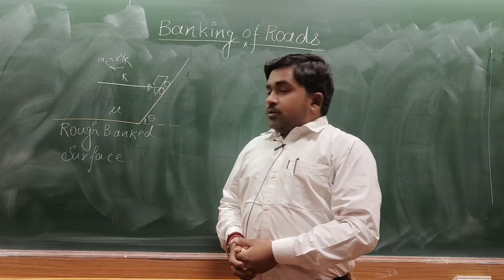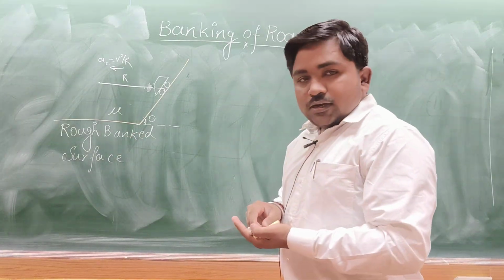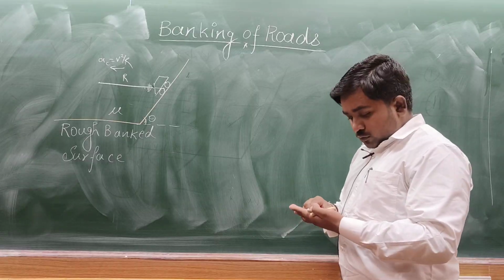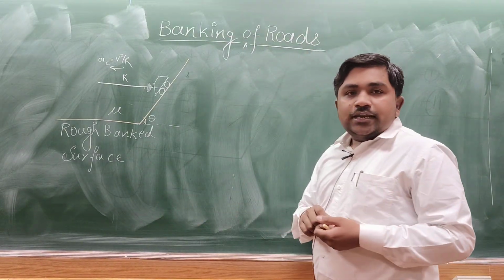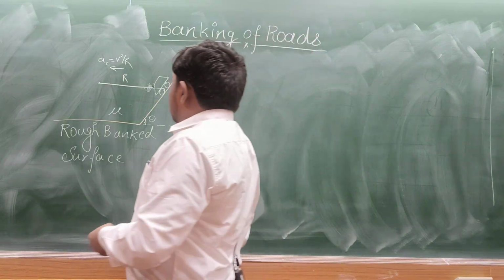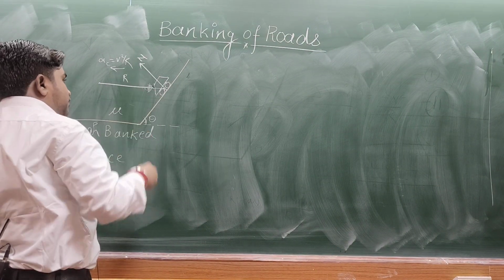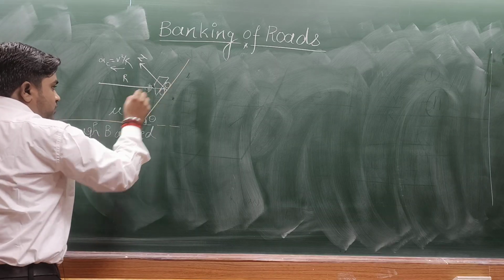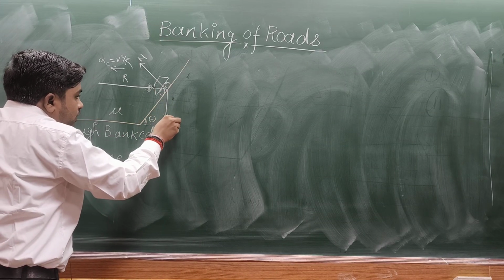So now let us discuss the rough banked surface situation. Earlier the banked surface was smooth. Today friction will play its role. Now again, let us analyze the forces first of all. The normal force will always act perpendicular to the surface. mg will act downwards.